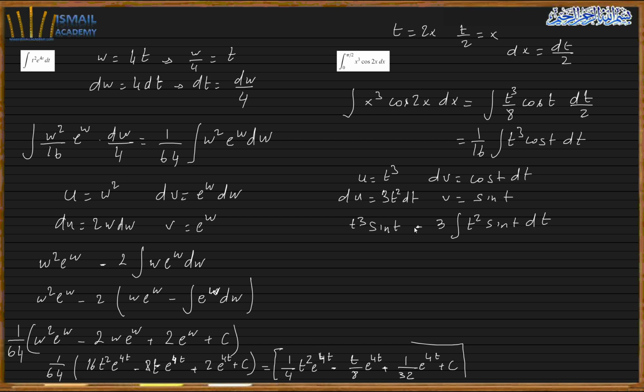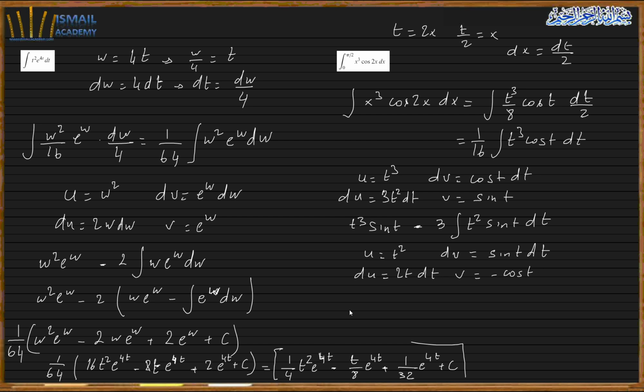So again here I will have my u will be t squared, and dv will be sine of t dt, which is going to give me minus cosine. So du will be 2t dt, and v will be minus cosine of t.